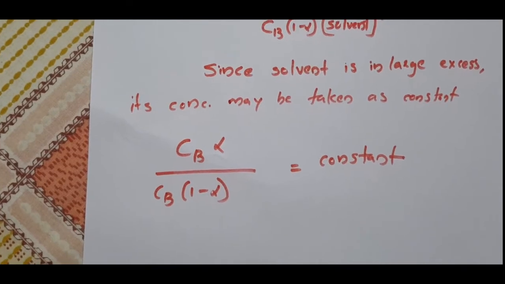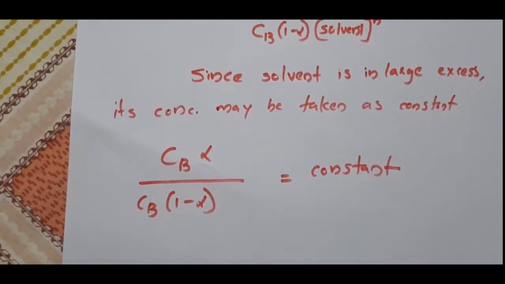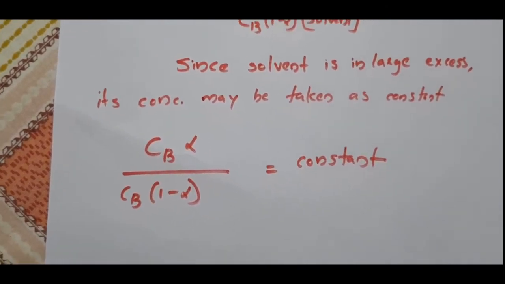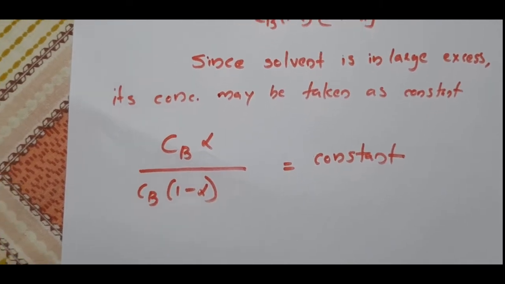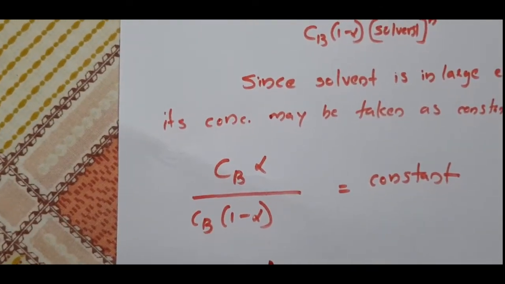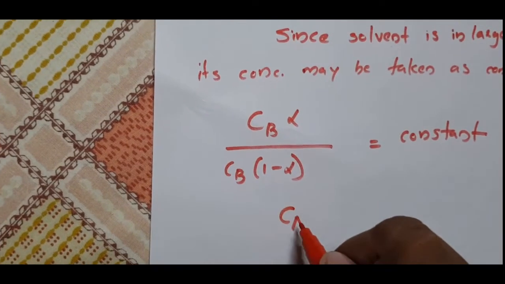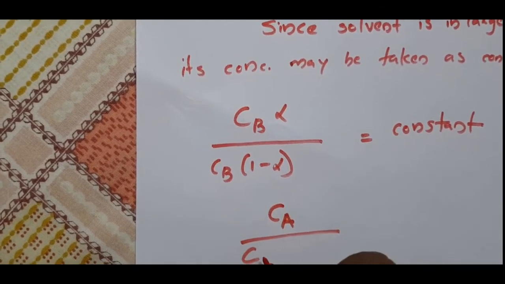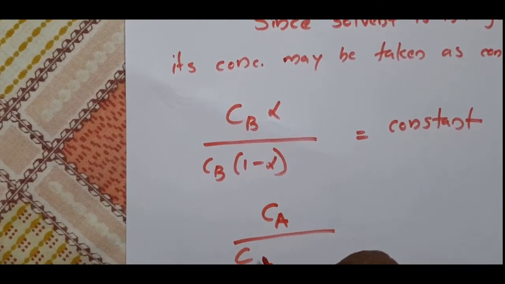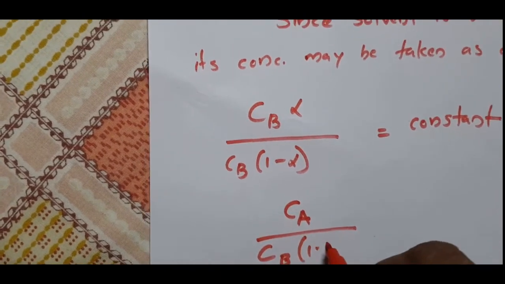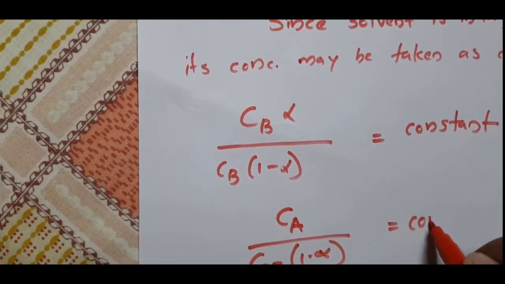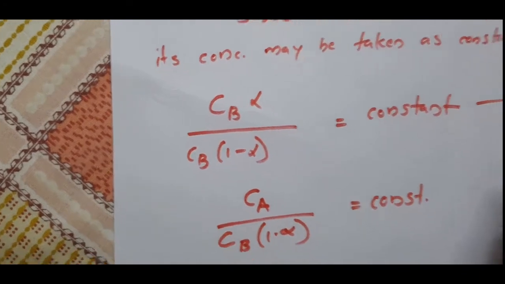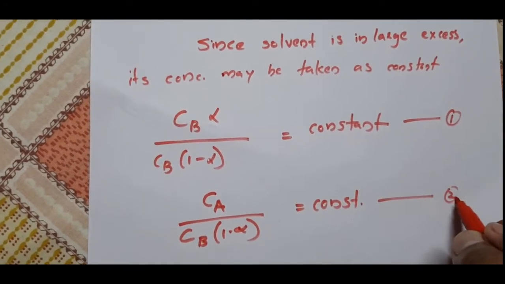According to Nernst distribution law, the law is valid for the molecular species that is distributed in both the solvents, that is, X distributed in both the solvents. Hence our equation is Ca divided by Cb into 1 minus alpha is equal to a constant. So this is taken as equation 1, and the previous one as equation 2.